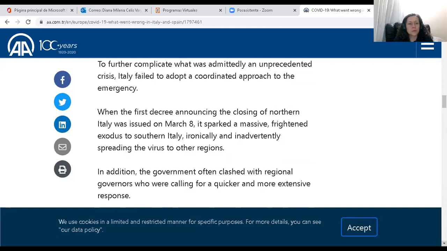To further complicate what was admittedly an unprecedented crisis, Italy failed to adopt a coordinated approach to the emergency. When the first decree announcing the closing of northern Italy was issued on March 8, it sparked a massive, frightened exodus to southern Italy, ironically and inadvertently spreading the virus to other regions. In addition, the government often clashed with regional governors who were calling for a quicker and more extensive response.